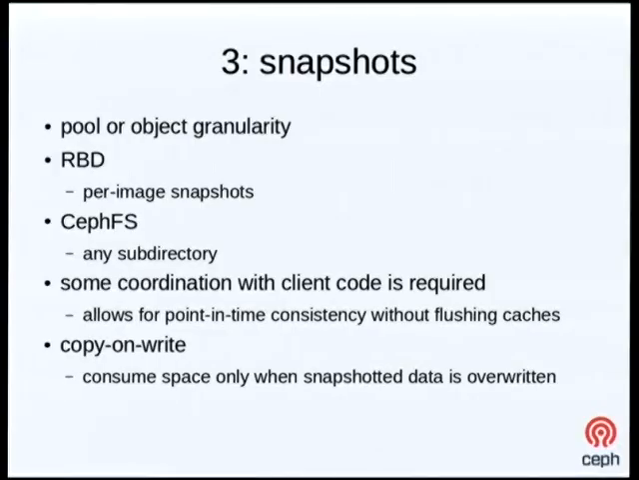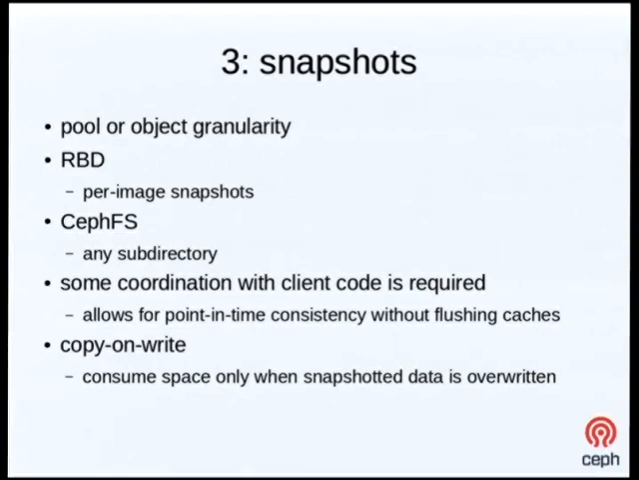RBD allows you to create snapshots on a per image basis, and that applies only to the objects that are storing data for that particular data storage, that disk image. Similarly, the Ceph file system has the ability to create snapshots for any directory or subdirectory in the system. And we use this capability to apply only to the objects that are storing file data for files contained within those directories.